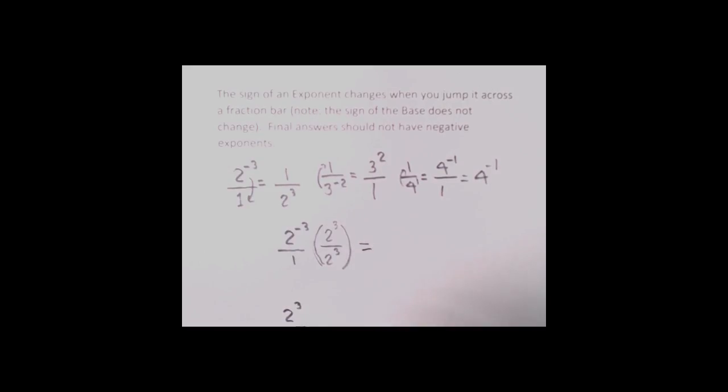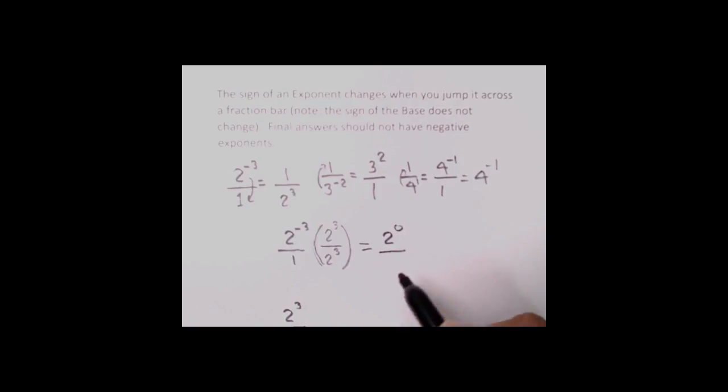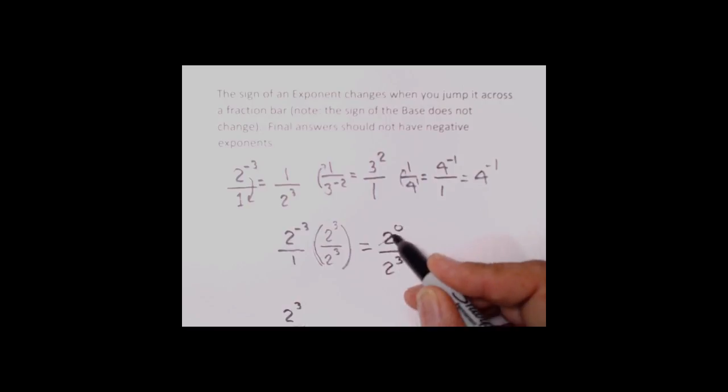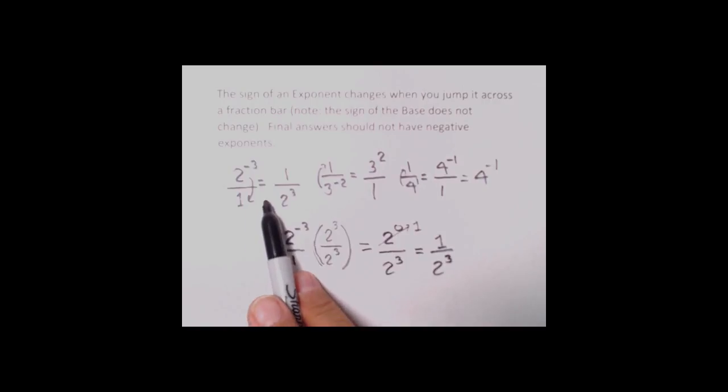Well now, remember, we use the product rule here to add the exponents together to see how many 2's we have. And upstairs, I've got negative 3 plus 3, 2 to the 0. Downstairs, I've got 1 times 2 to the 3. Well, I think you remember that 2 to the 0 just equals 1. So this is 1 over 2 to the third power. Well, that's exactly what we showed you right up front. We're always going to jump it to the other side and change the sign without thinking about it, but this proves that it works.